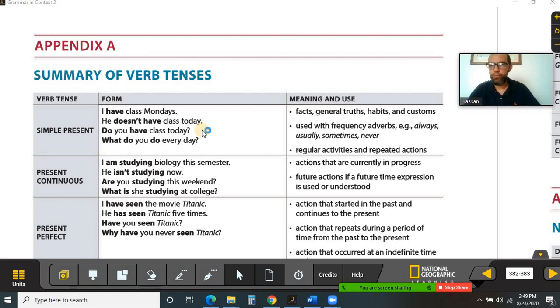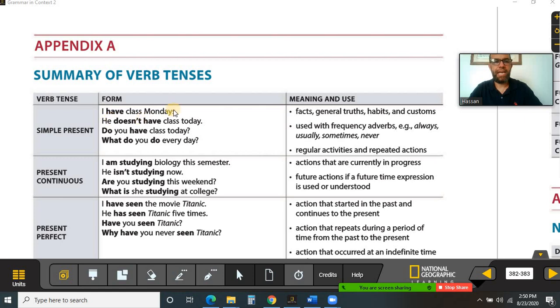And in the question, we have to consider the auxiliary do or does to ask a question. Do you speak English? Does he speak English? Etc. Now let's talk about the usage of the simple present tense. It has different usages. The first one is when we are talking about facts, general truths, habits, and customs. We have to use the simple present tense.